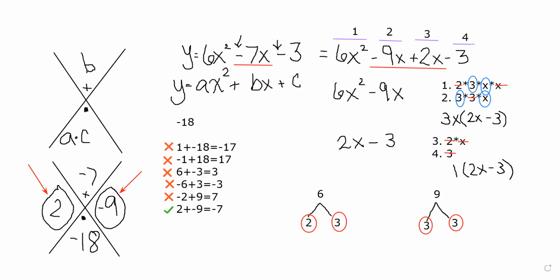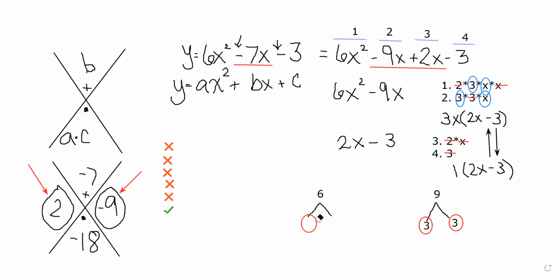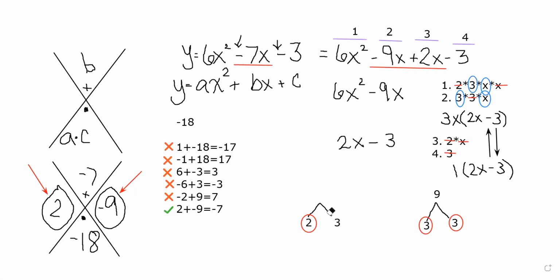So I hope what you guys have noticed is that these both have this 2x minus 3 in them. That's exciting. Whoa. Okay. So this has 3x on the front and this has 1 on the front. So your final factors are, dun, dun, dun, dun. Hope you guys are excited to see this.